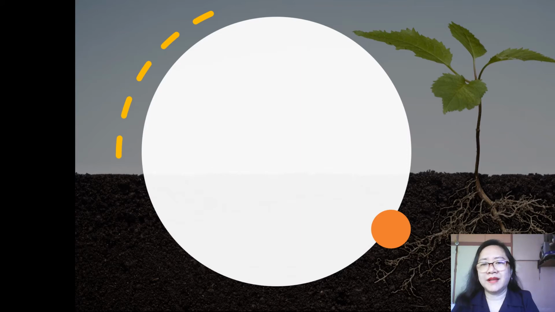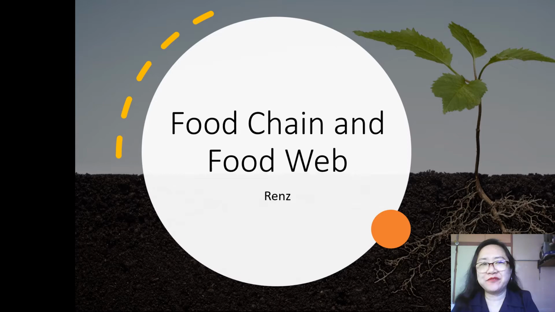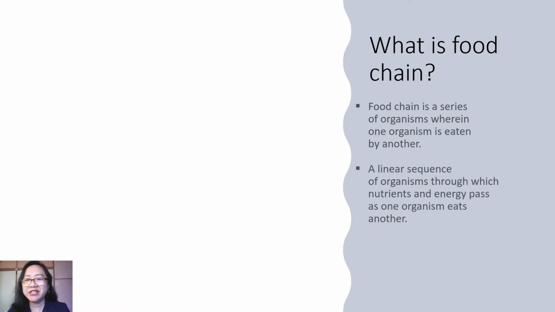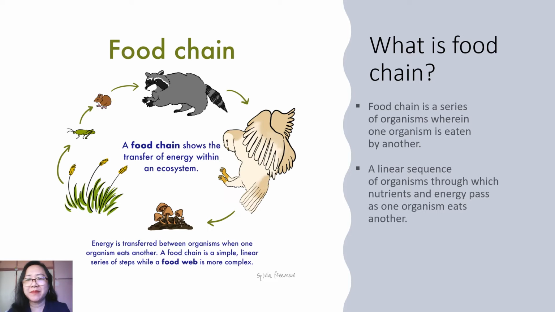Good day, everyone. Today we will discuss food chain and food web. What is food chain? Food chain is a series of organisms wherein one organism is eaten by another. It is a linear sequence of organisms through which nutrients and energy pass as one organism eats another.